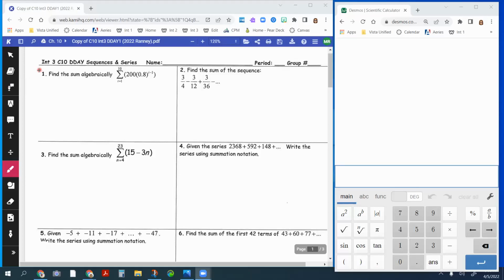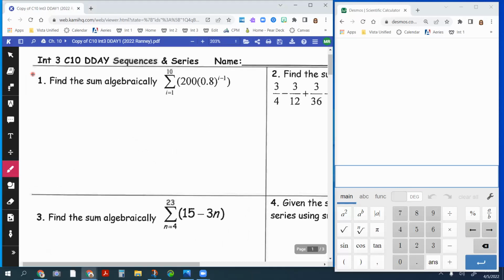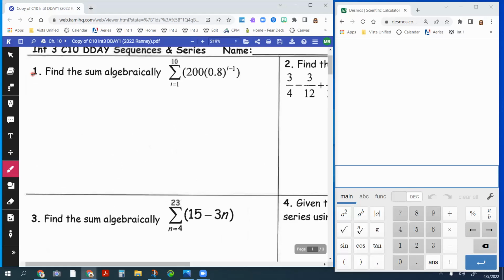So this video is Integrated 3, Chapter 10, D-Day, number 1. So this is going to be on sequences and series and the binomial probabilities and binomial expansion and theorem. So on this first one, they want us to find the sum of this geometric series, okay?